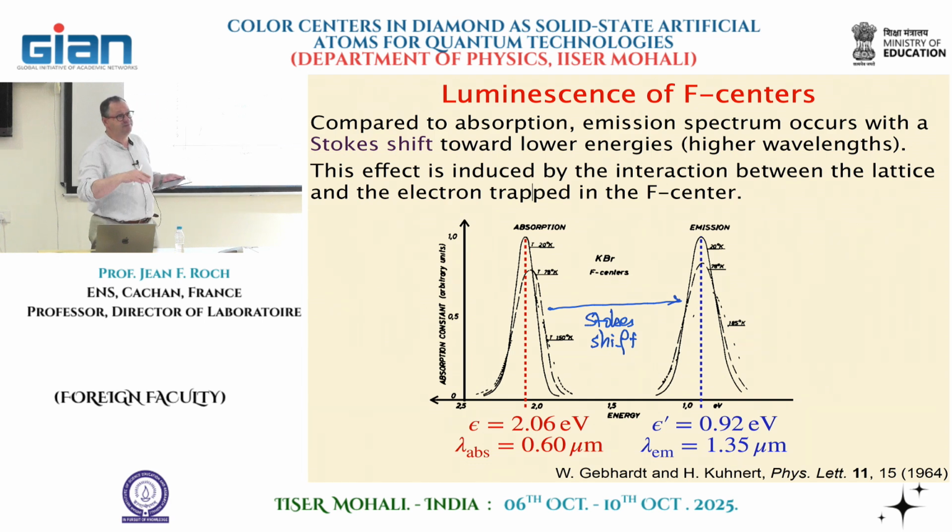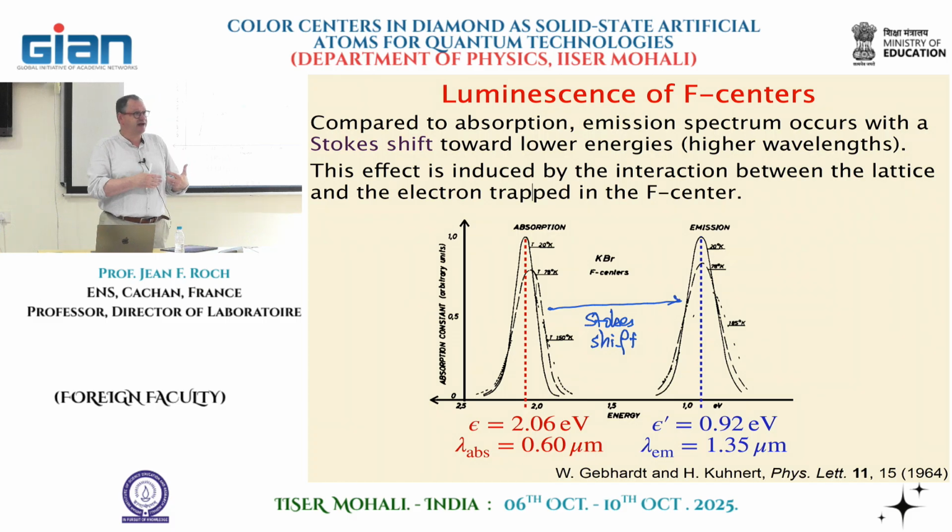So sometimes people speak either of luminescence or fluorescence. It's the same. Fluorescence will be more for chemists, for molecules, dye molecules. Luminescence more for solid state systems, condensed matter systems. And so now the idea is how can we explain this Stokes shift, which can also be seen in the spectrum of the NV center.